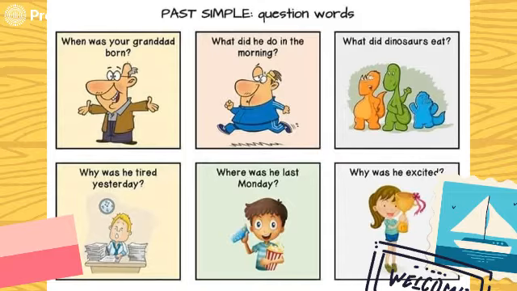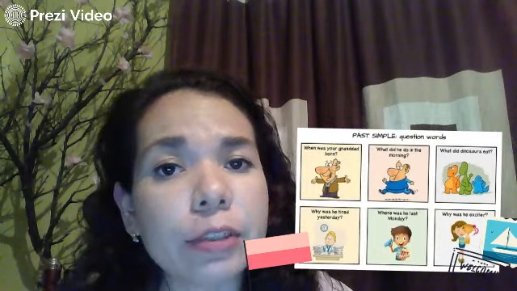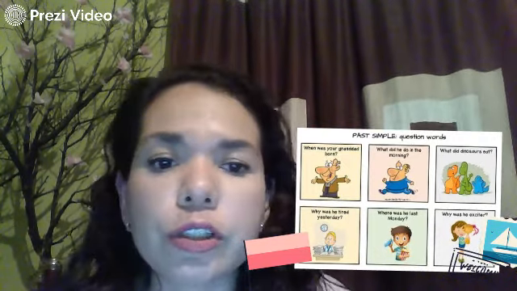Why was he tired yesterday? Where was he last Monday? Why was he excited? Do not forget, every time you use the helping verb did, the verb returns to the base form.